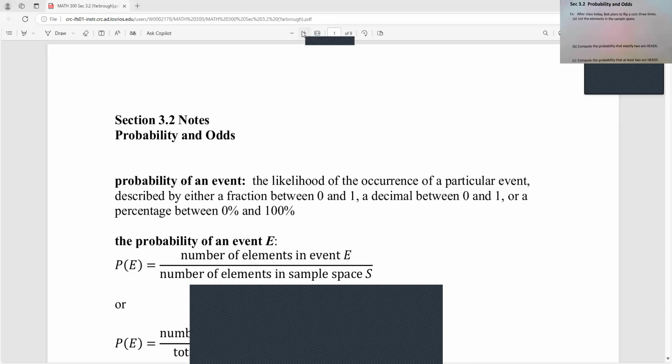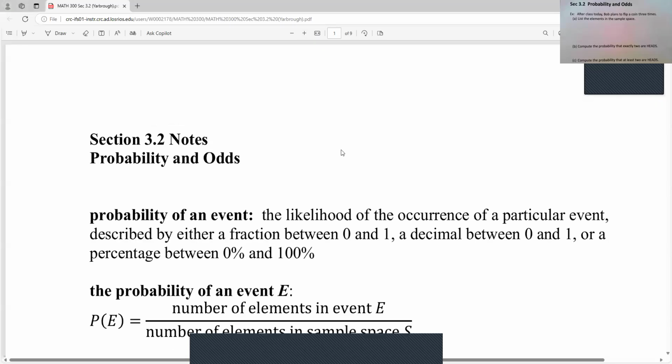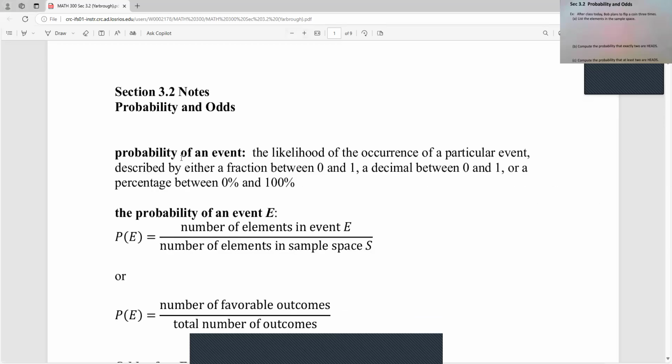As you can see in our 3.2 notes, we have a definition of probability. It says the probability of an event is the likelihood of the occurrence of a particular event. We can either describe that as a fraction, a decimal, or a percentage. It will always be between 0 and 1, or as a percentage between 0% and 100%.